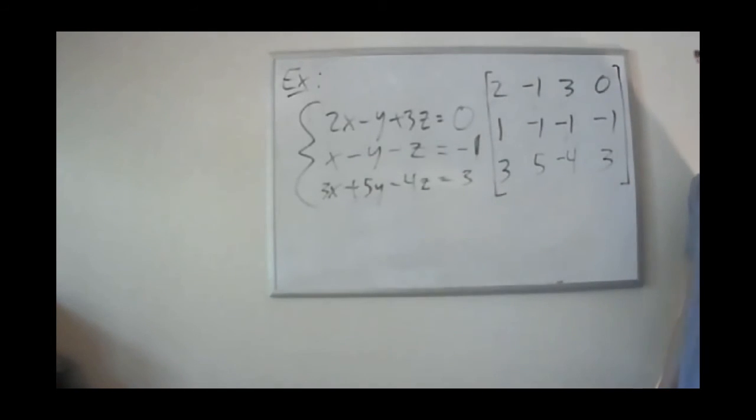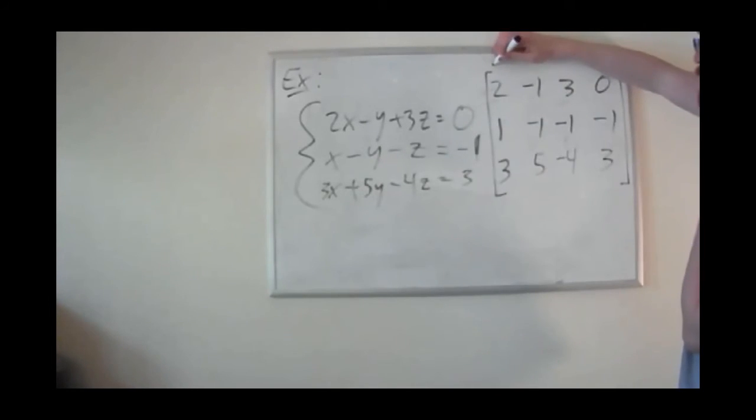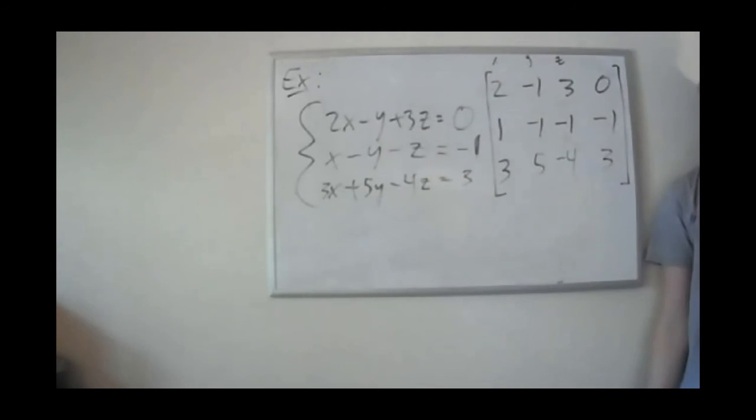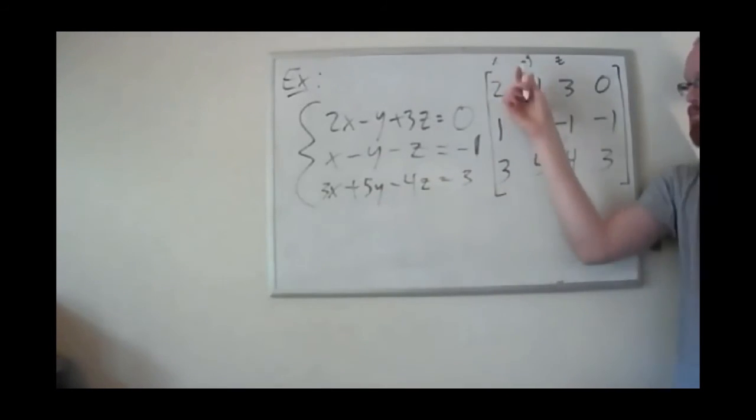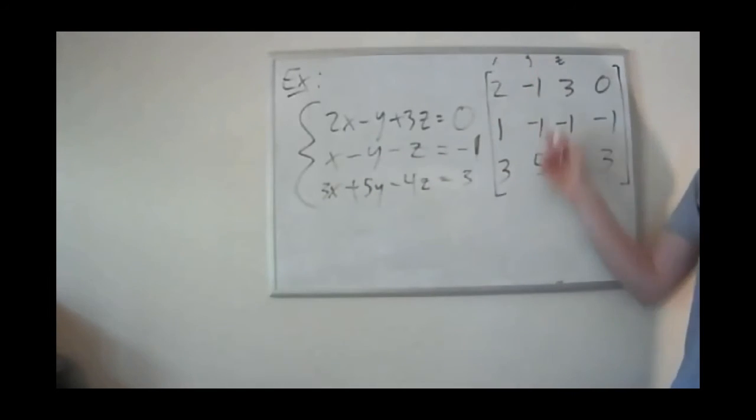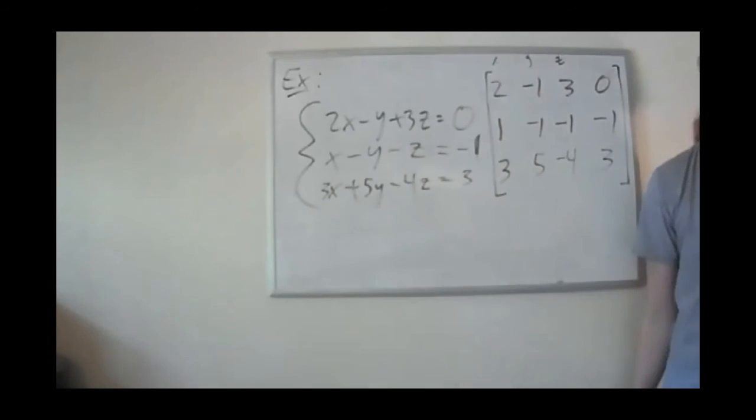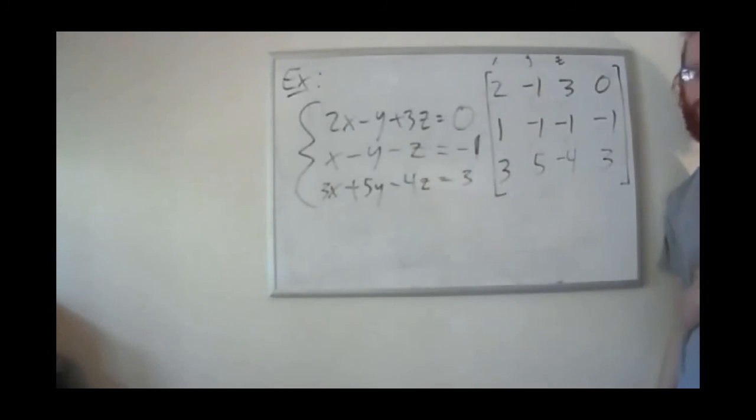So if it helps you when you're filling these out, you might write a little x, y, z or something up here to remind you that this is the x column. These are all the numbers from the x. This is the y column. All these numbers came from the y's and so forth. Anything to help you remember a little bit. But you don't have to write those up there.